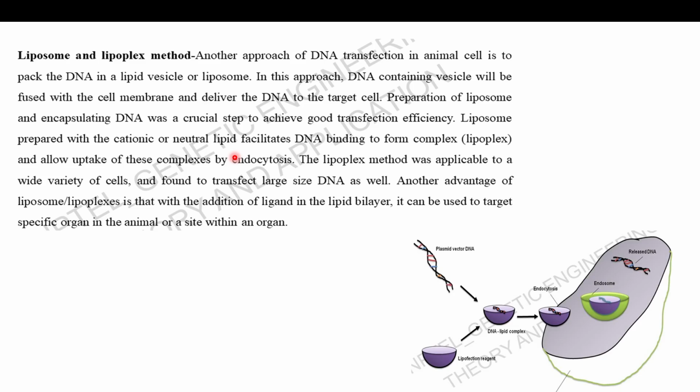So it should be the characteristic of that particular liposome, or the lipids that are used to prepare that liposome, should have properties that help it to bind to, or interact with, the DNA stably, right? And finally the whole liposome complex is taken up very easily by the cells. So the lipoplex method is applicable to a really wide variety of cells and found to transfect large size DNA as well. Another advantage is that with the addition of ligand in the lipid bilayer, it can be used to target specific organ in the animal or a site within an organ.